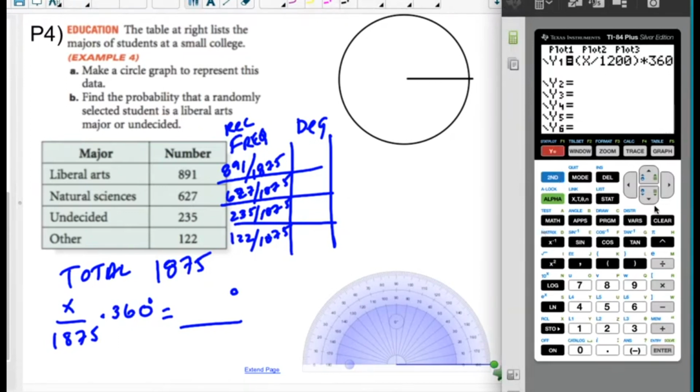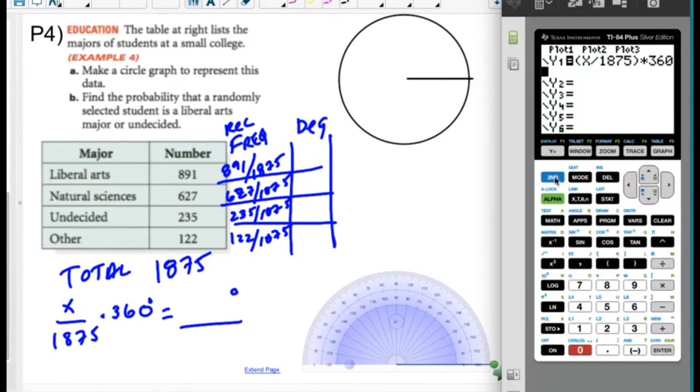So I'm going to change this to an x, and instead of being a 1200, we're going to change it to, if the calculator would scroll fast enough that it's not making my head explode, an 875. Oh, it did not scroll fast enough, and this is where we're at now. Cool, we're just going to clear the whole thing because it's frustrating. X divided by 1875 times 360.